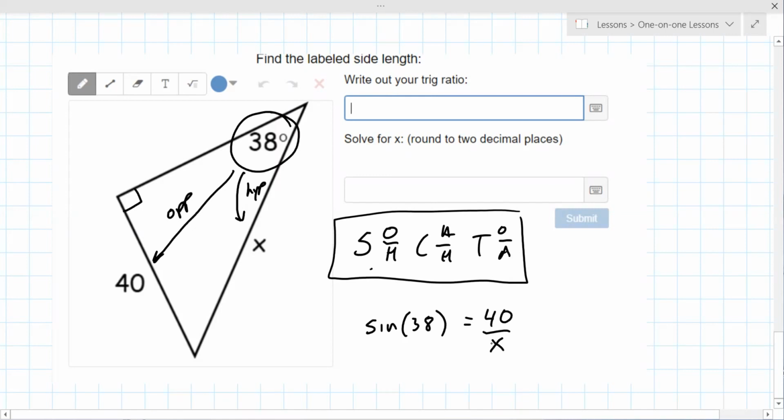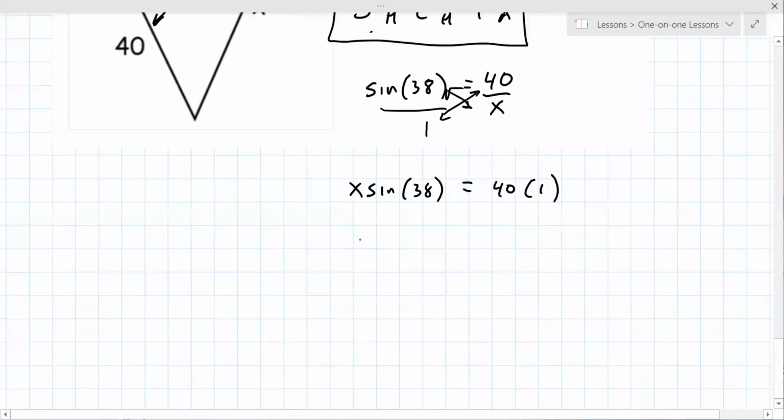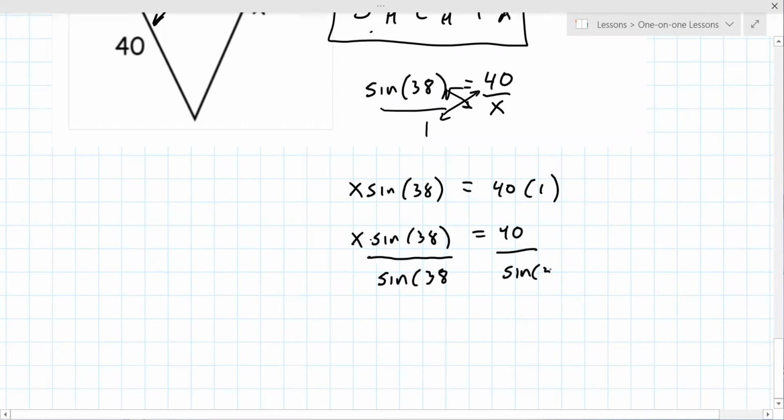So this one is solved differently. It's not necessarily any harder, it's just a different set of steps. The only way to get a variable out of the bottom here is to cross multiply. So that's x sine 38 equals 40 times 1, so x sine 38 equals 40. That just gets the x out of the bottom. Now, sine 38 is a number, so you can divide by it. Divide by sine 38 over sine 38. x equals 40 over sine 38.